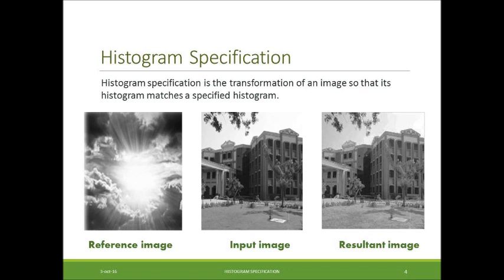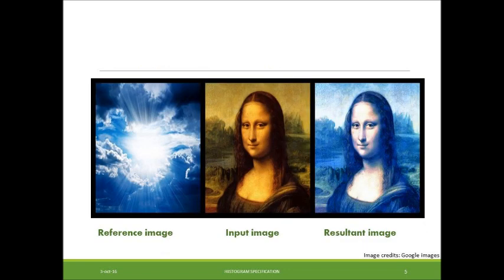Histogram specification. Histogram specification is the transformation of an image so that its histogram matches a specified histogram. Here, the input image is to be transformed to the histogram specified by the reference image. Clearly, the output image gets the characteristics or histogram of the reference image. To make the concept clearer, let's take an RGB image. Now it's quite evident that the input image got transformed as per the histogram specified by the reference image. This is the physical significance of histogram specification.